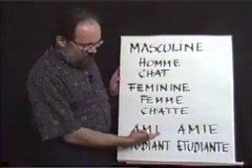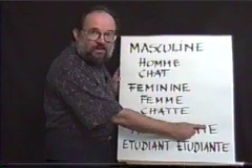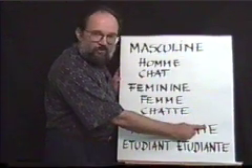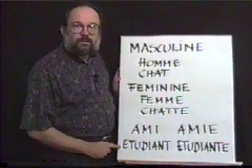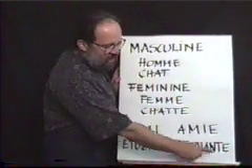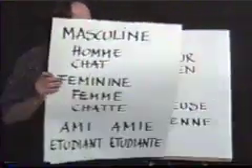For instance, see here, I've got the word friend, ami, masculine. It becomes feminine by adding an e. Same pronunciation, ami. Here I've got the word étudiant, male student, by adding an e, étudiante, female student.